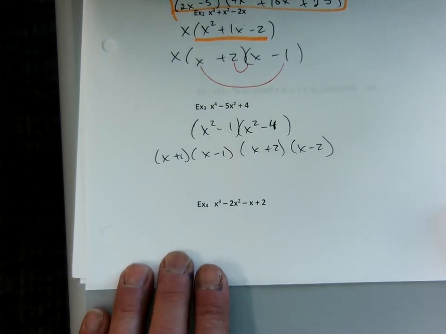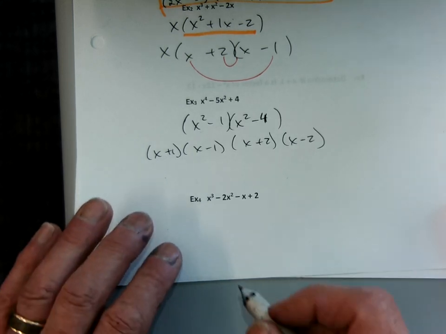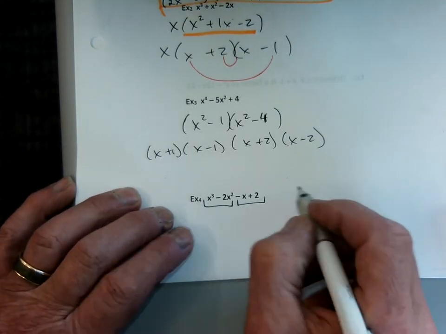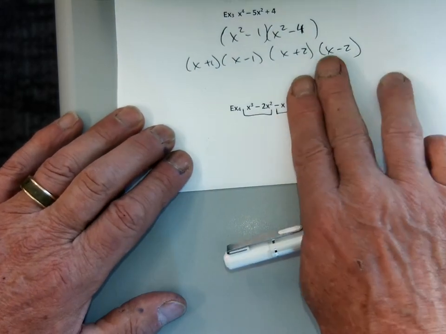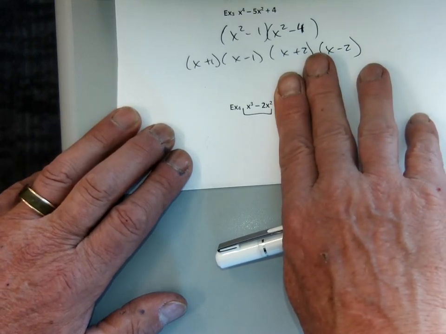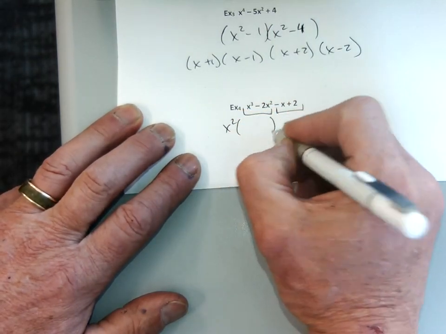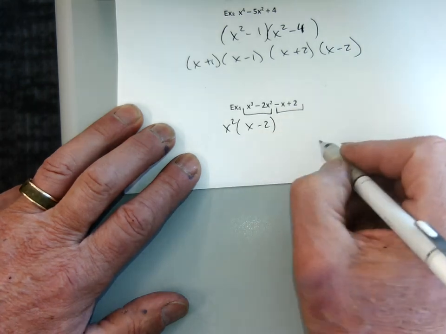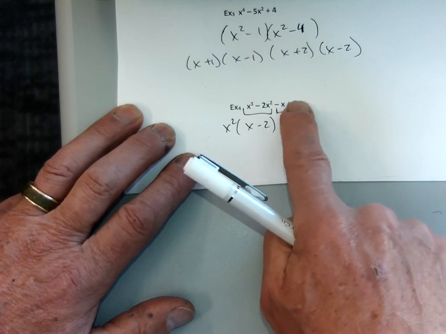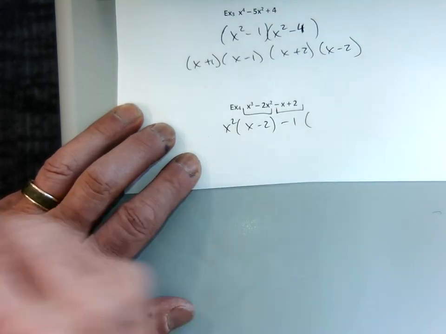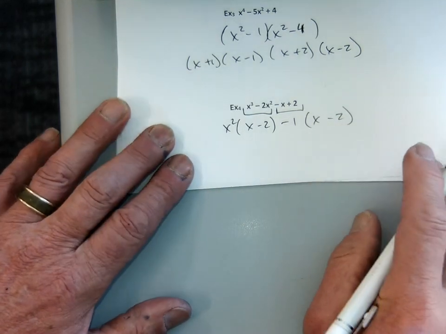Okay, example 4. How many terms? What do you do when you see 4 terms? Group them. So let's group these 2 together and these 2 together, right? What do the first 2 have in common? x squared, right? And I'd have an x minus 2 left over. Well, these 2 don't have anything in common, but we need to do something. Let's take out a negative 1, and you'll see why. If I take out a negative 1, I'll have a positive x minus 2, okay?